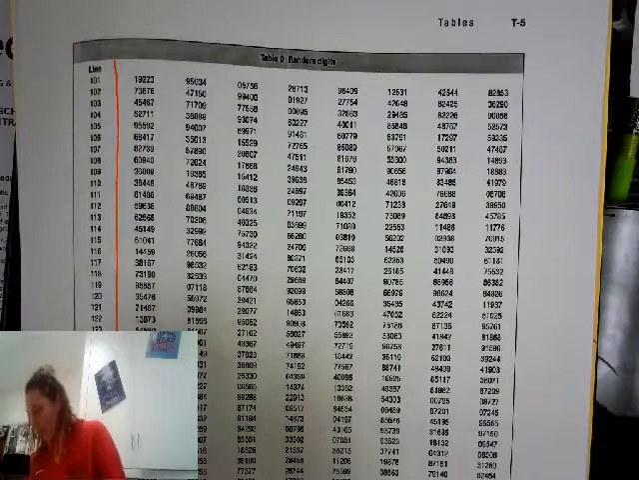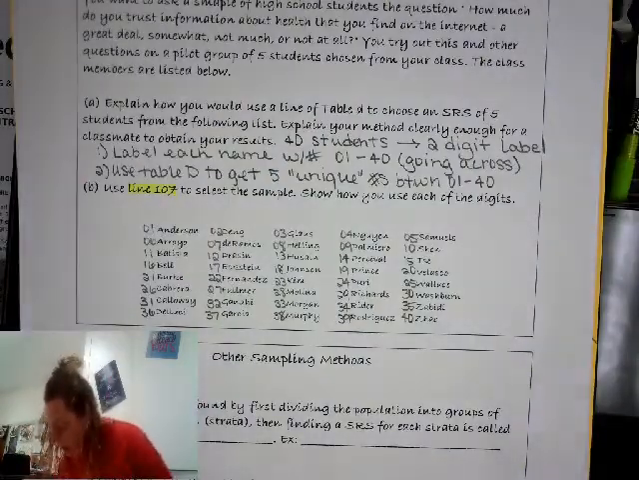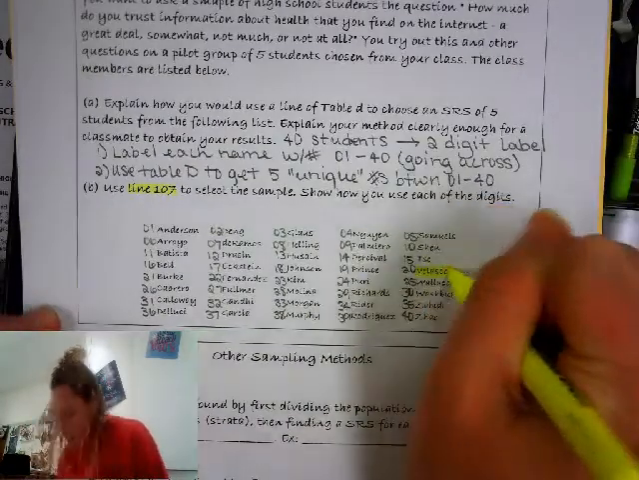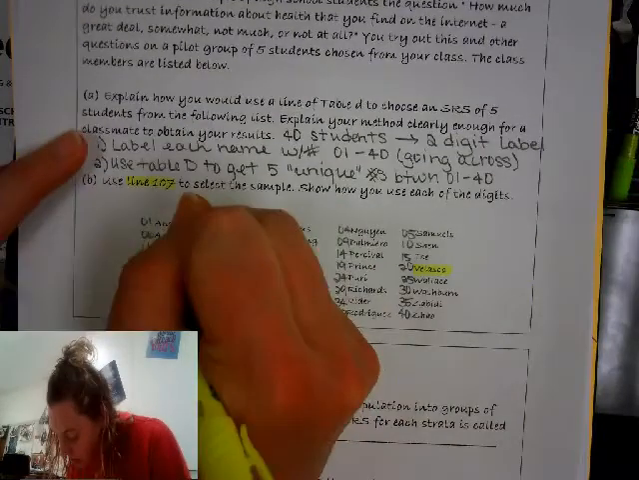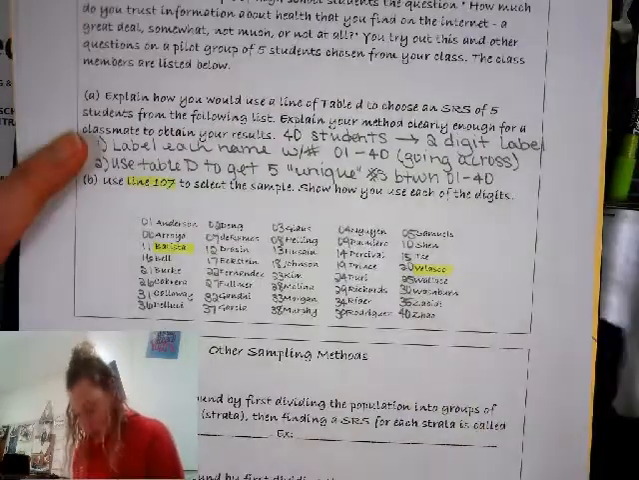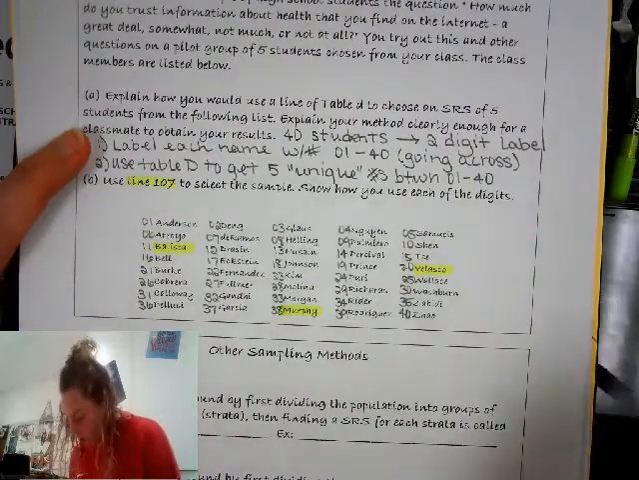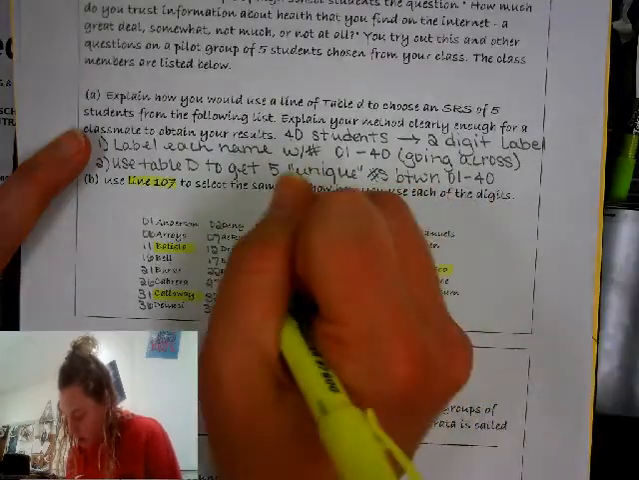20, that is Velasco. I'm sure I butchered that, I'm sorry. Batista. 38, Murphy. 31, Callaway. And then 7, Ramos.